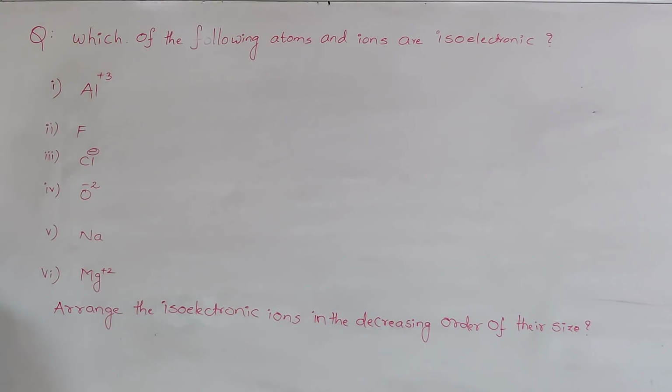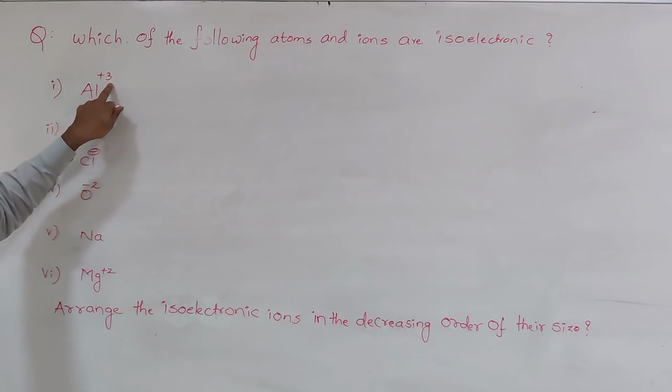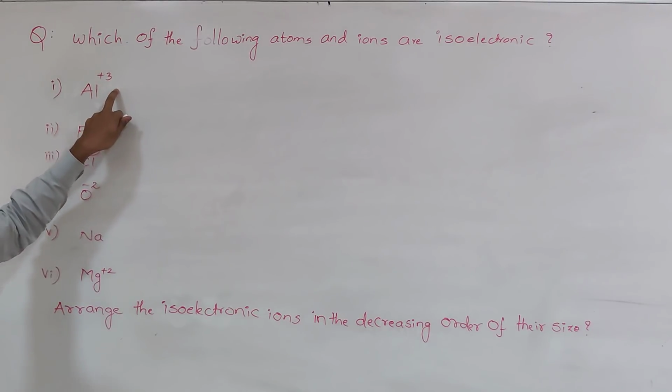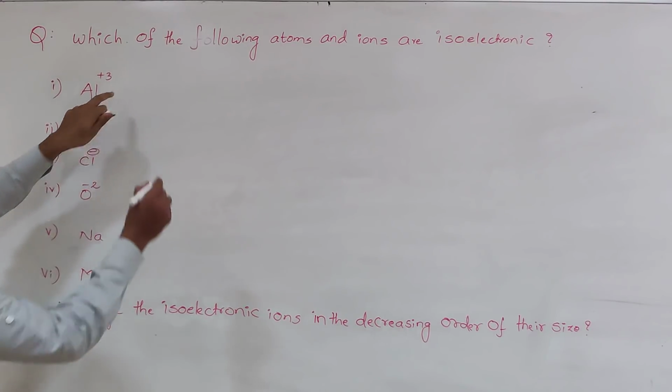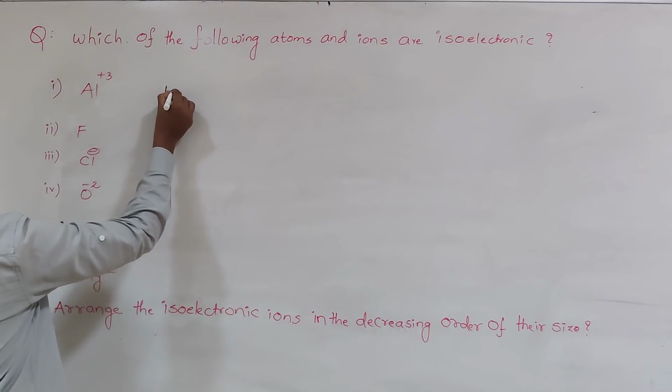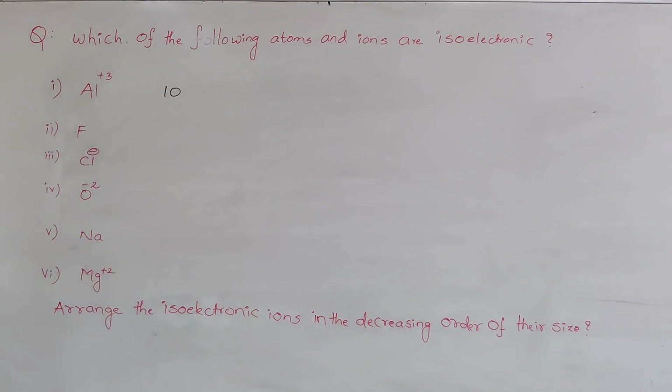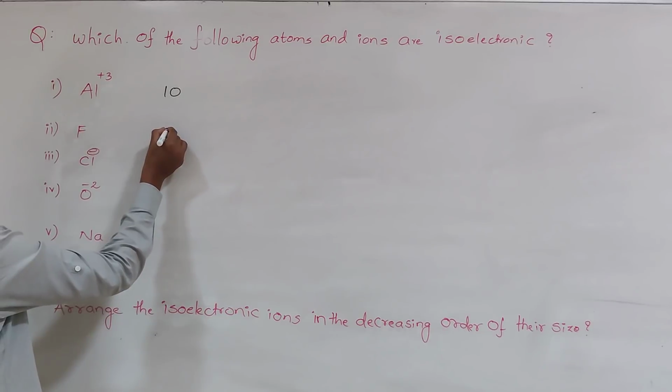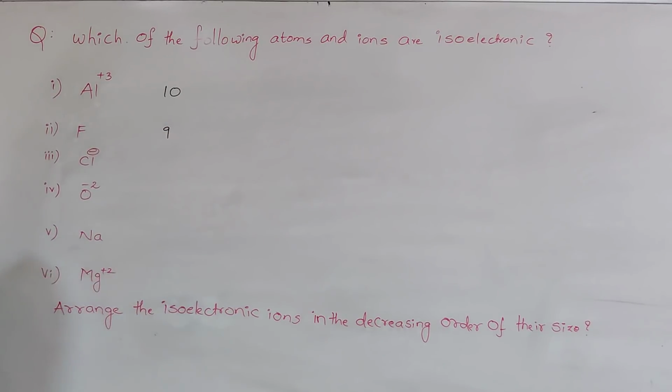What do we mean by isoelectronic? Isoelectronic means having the same number of electrons. Let us go to the first, aluminium. Aluminium's atomic number is 13. Here a plus 3 charge is carried, which means it has lost 3 electrons, so the number of electrons in aluminium is 10. Next, fluorine with atomic number 9. It doesn't carry any charge, so it is a neutral atom with 9 electrons, the same as the atomic number.